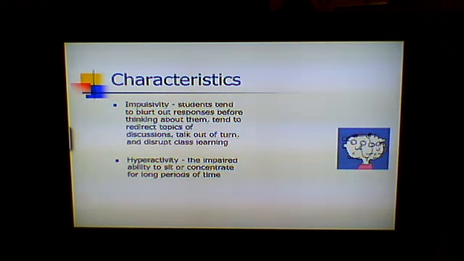Hyperactivity is an impaired ability to sit or concentrate for long periods of time. This makes it very difficult to complete tasks and often disrupts other classmates, as ADHD students tend to move around.